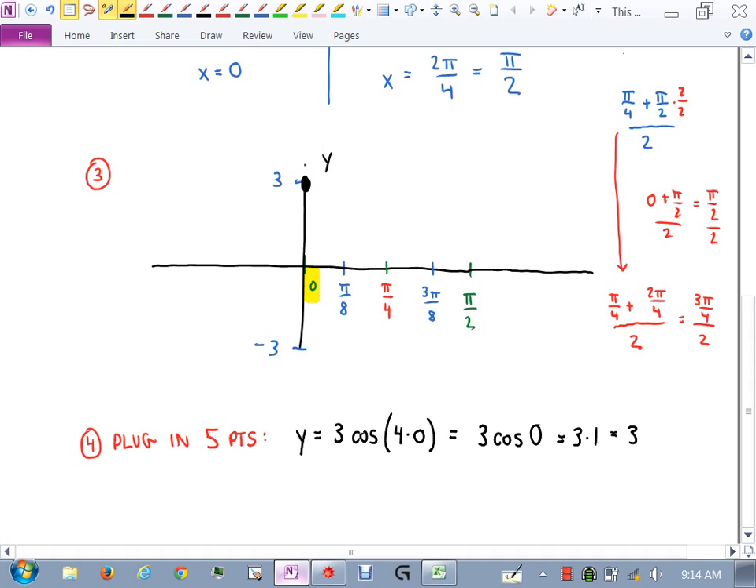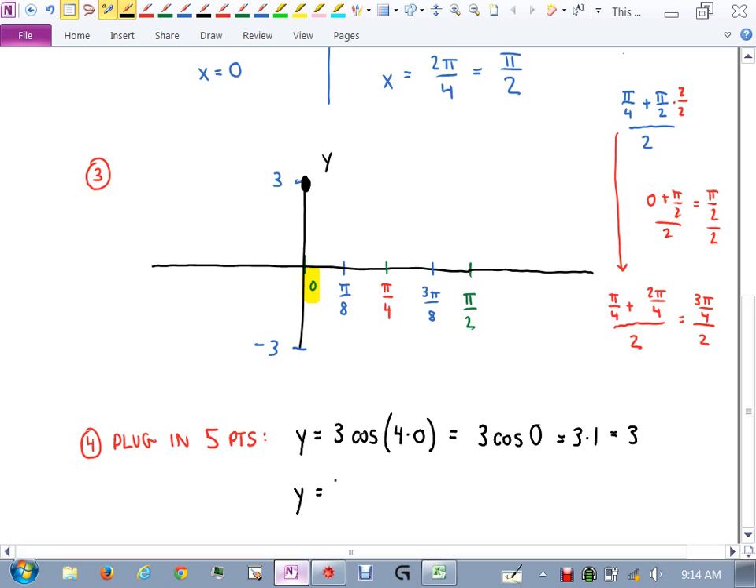This is pretty much all you need. You could actually graph the rest of it without doing any other points if you truly felt comfortable with cosine, because you know it starts up there. You know it's going to have to come down. It's going to have to go back up and end up there at the end. But let's just get that last. I'm going to do pi over 2 now, the other endpoint.